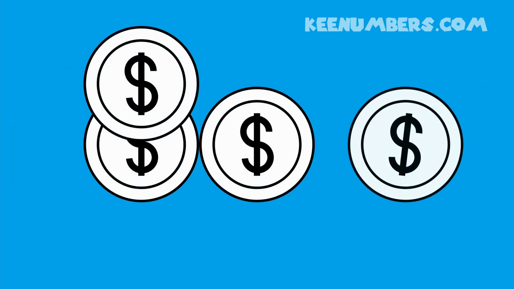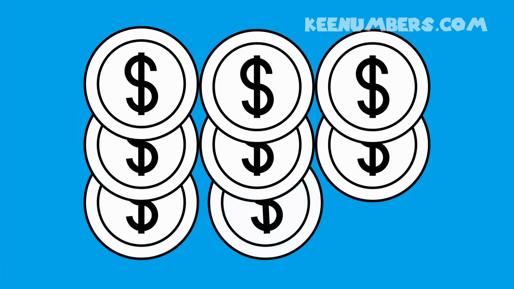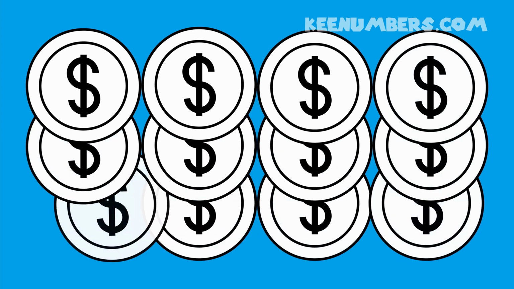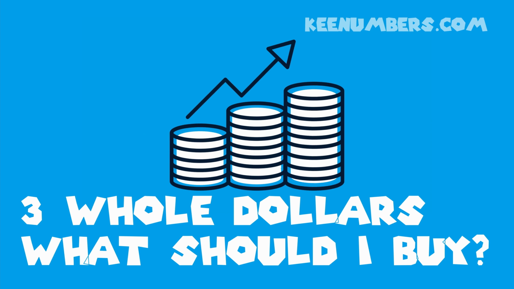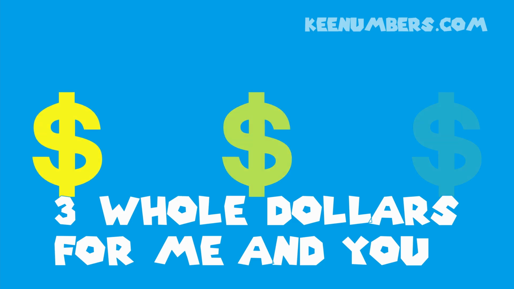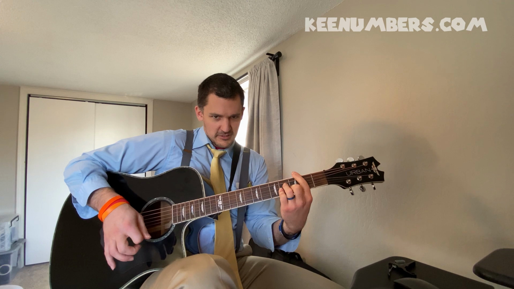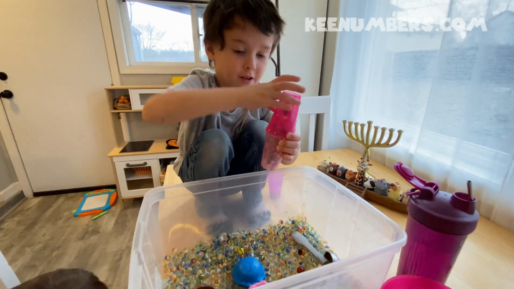I've got 4 quarters, 5 quarters, 6 quarters, 7 quarters, 8 quarters, 9 quarters, 10 quarters, 11 quarters, 12 quarters. I've got 3 old dollars, and I wonder why. I've got 3 old dollars, what should I buy? I've got 3 old dollars, what should I do? I've got 3 old dollars for me and you. Quarters!